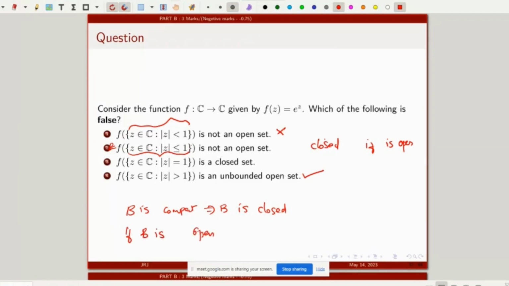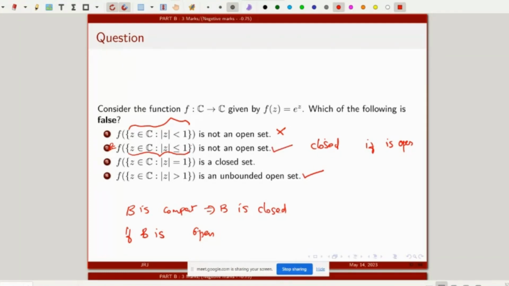then B is closed also. So B is open, B is closed. That is, we are getting an open and closed clopen subset of C. But C is connected, so it will not have a non-trivial clopen subset. So that will make a contradiction. Why did that contradiction happen? We assumed that this set is an open set. So it is not an open set. So this B is not an open set. So this is a true statement.